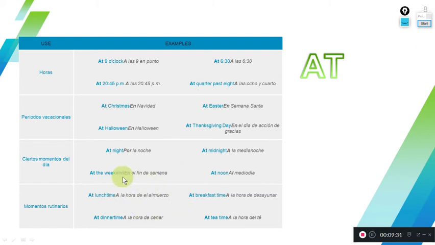Puede ser que la hora del almuerzo, que es un momento rutinario, sea, por ejemplo, a las 12 en punto. Indirectamente estamos dando una hora, solo que con otra palabra, at lunchtime. Entonces, at es muy específico y se dedica a horas.